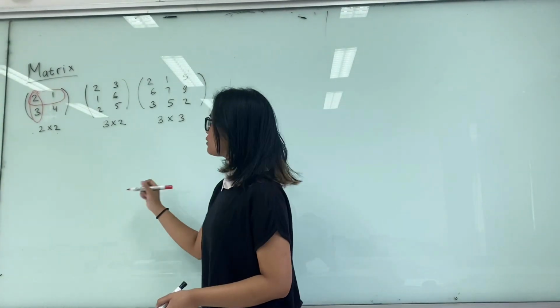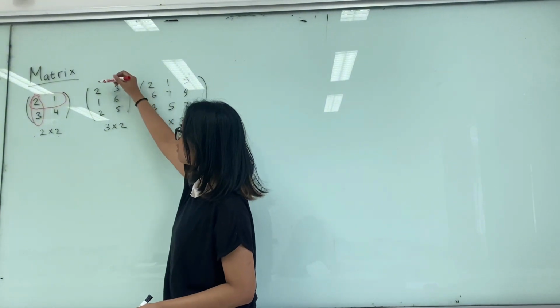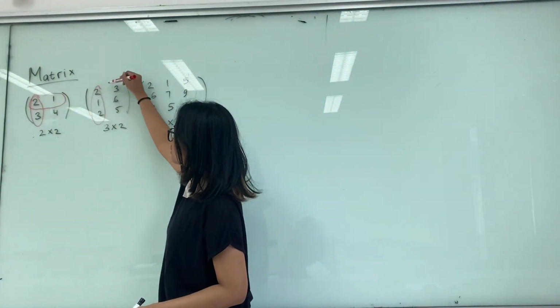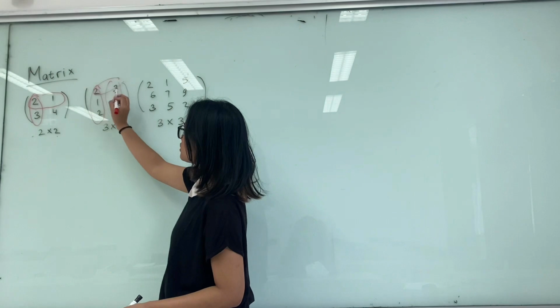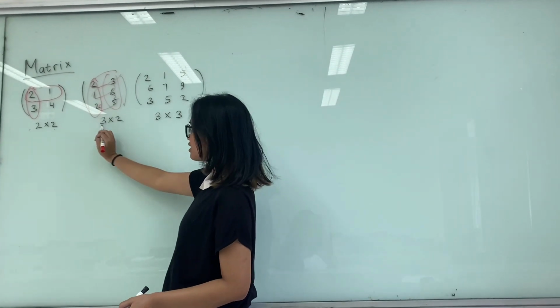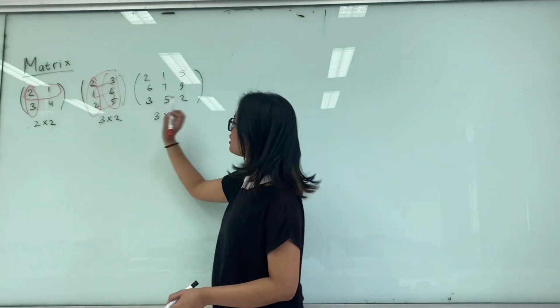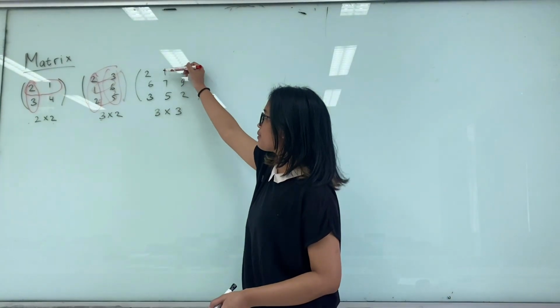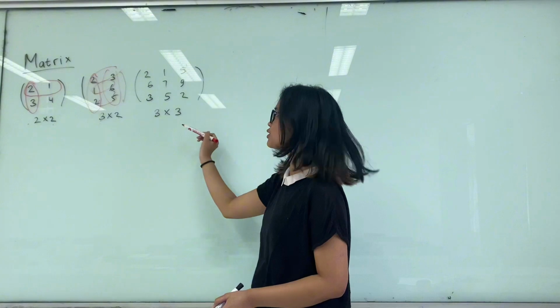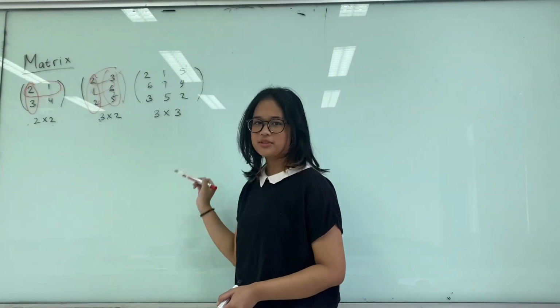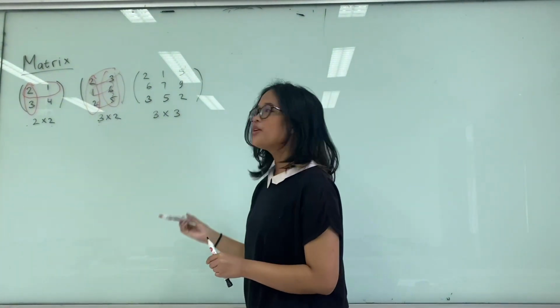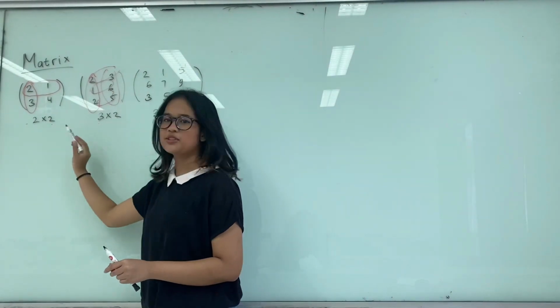Let's see another example. This has 2 columns and 3 rows, which means this has 3 rows and 2 columns. Next, this matrix has 3 rows and 3 columns, which means this matrix is 3 times 3. But for today's video, we're going to study the 2 times 2 matrix.